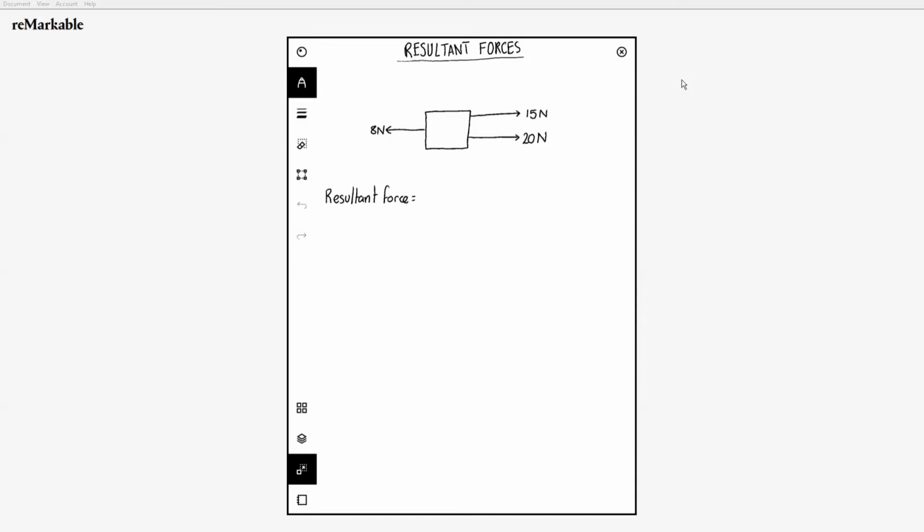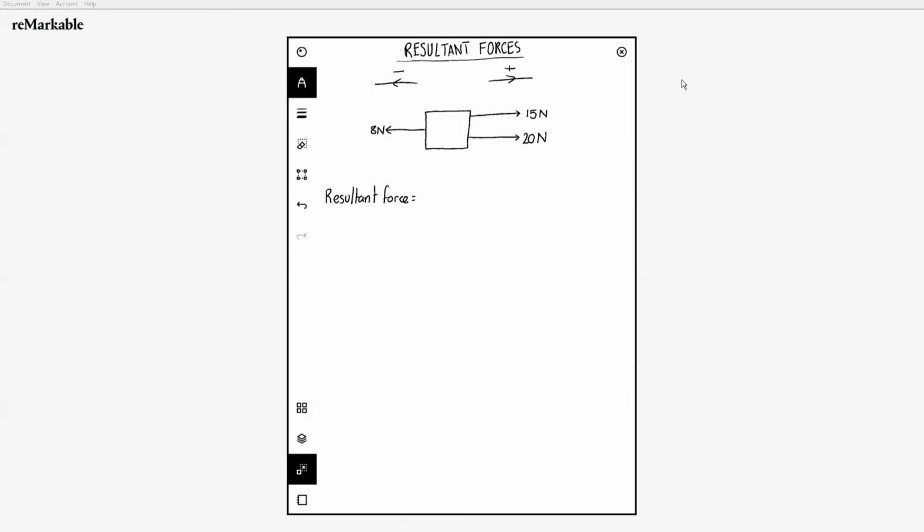So if we look at this body here, I'm going to say this is the positive direction and this is the negative direction. So for the resultant force, you just add up all the forces acting on that body as long as they're acting on the same axis. So as long as they're on a straight line, you don't really have to deal with forces at an angle at this point at GCSE Physics.